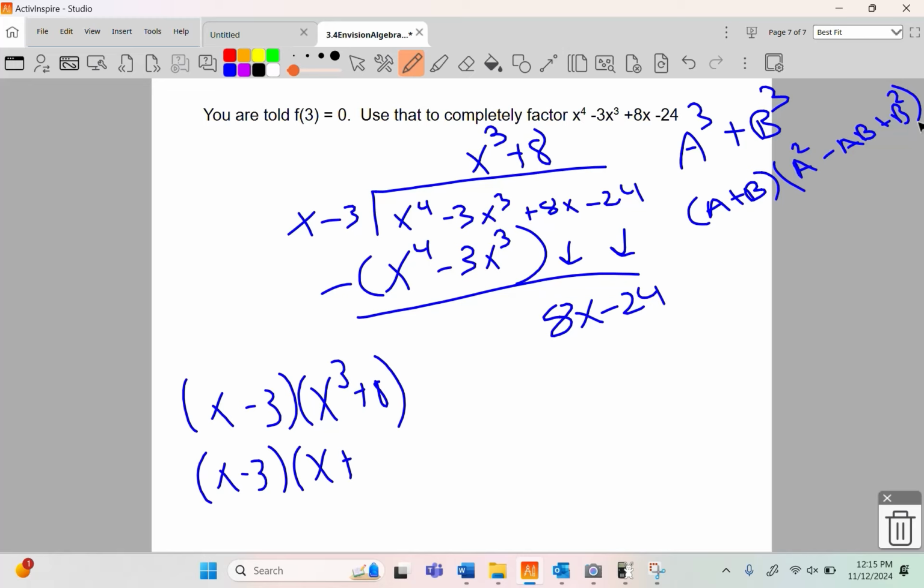Now, if you're looking at x cubed plus 8, a is going to be x, because x times x times x is x cubed. b is going to be what? 2. So it's going to be x plus 2, that's a plus b. Then x squared, take away 2 times x, 2x, plus 2 squared, which is 4.